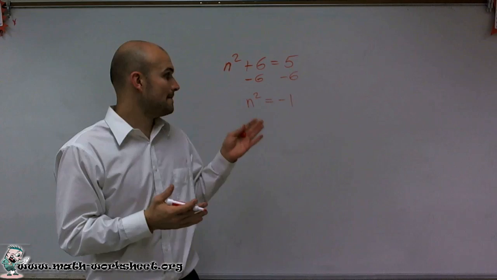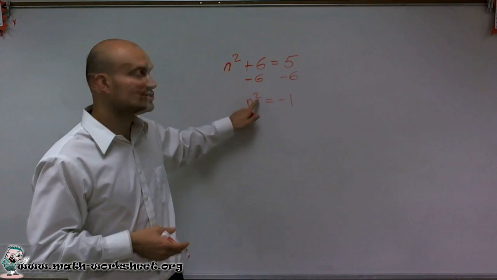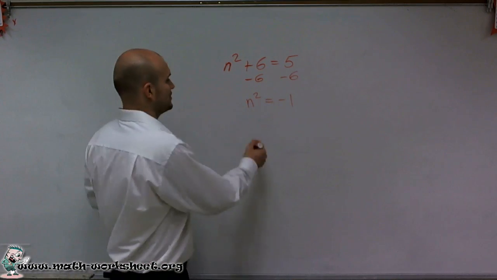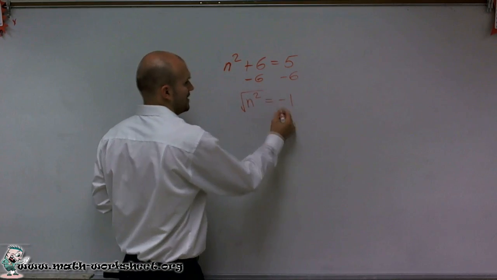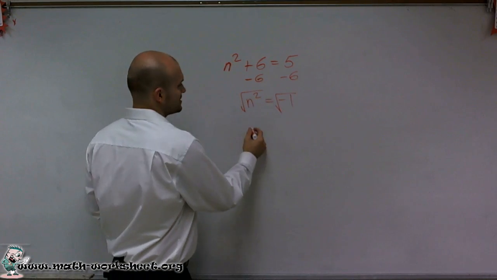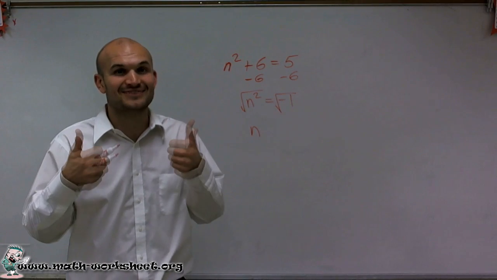So now I'm not multiplying any number times n. However, n is being multiplied by itself 2 times, which is n squared. So to undo n squared, I'm going to take the square root of n squared, which is now going to leave me n. So that's exactly what I want. I got n by itself.